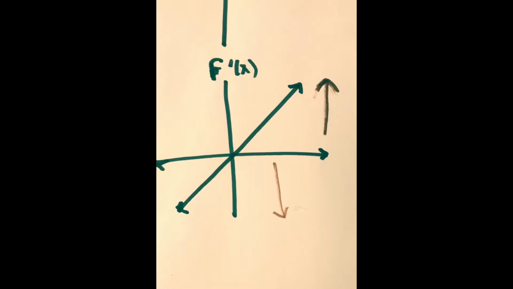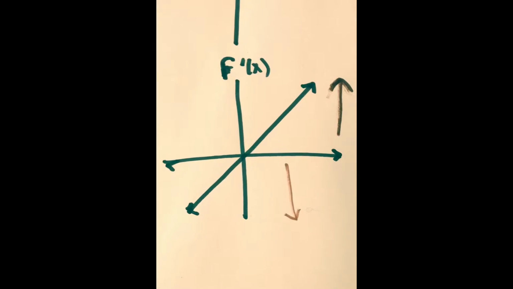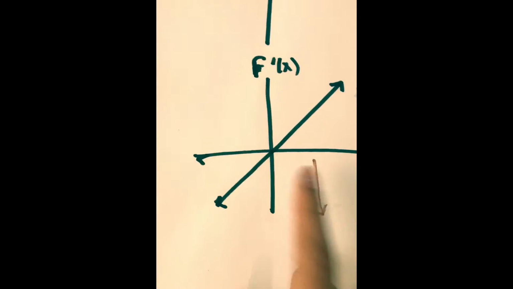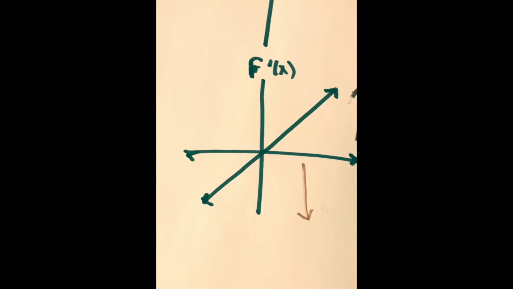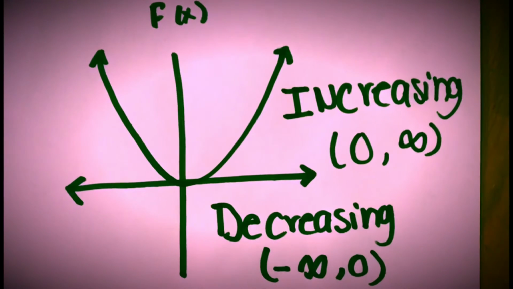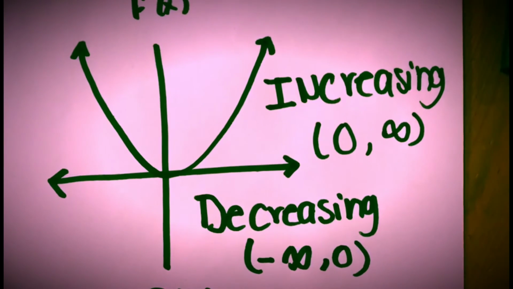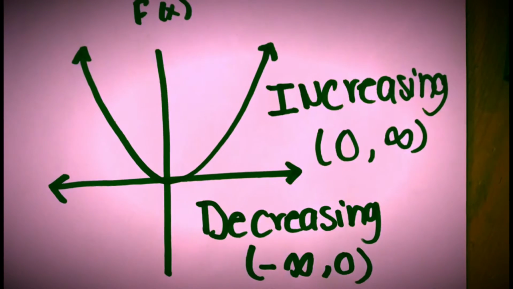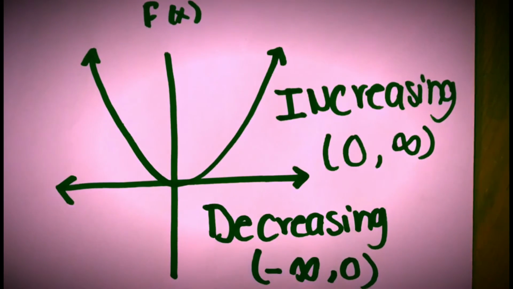So in order to find the intervals, we're going to have to look at the graph of f prime and decide where it changes from negative to positive. So we see from negative infinity to 0, the graph is negative, and from 0 to positive infinity, the graph is positive. So essentially what that means is that from negative infinity to 0, the graph of f of x is decreasing, and from 0 to positive infinity, the graph of f of x will be increasing.